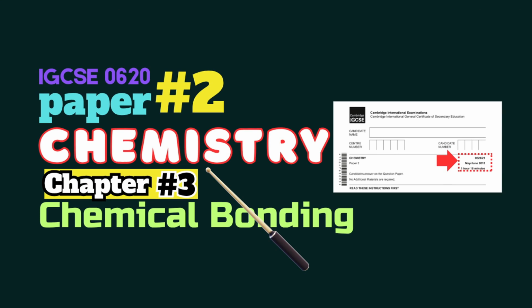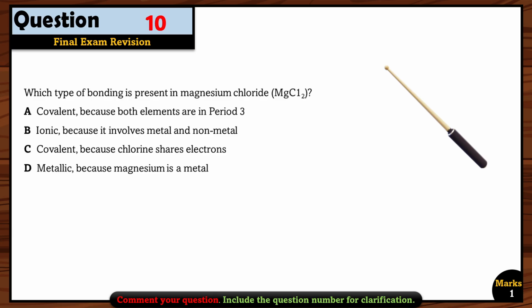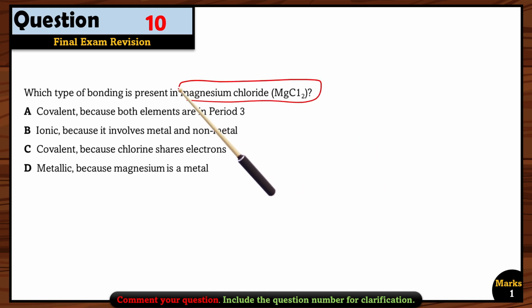Now I will give you some examples from chapter 3 and the common mistakes students usually make and how you can avoid them. And chapter 3 is related to chemical bonding. Okay, let's see this question. Which type of bonding is present in magnesium chloride? Most of the students get confused about the bonding that is present in different compounds. Either it's covalent bond, it's ionic bond, or metallic bond.